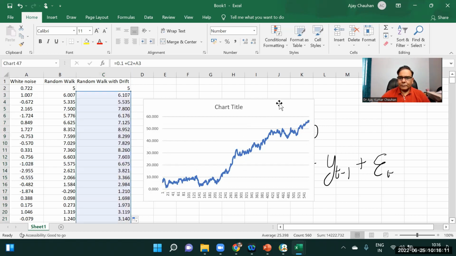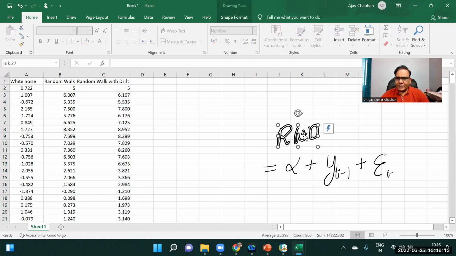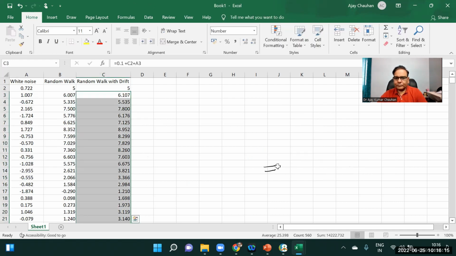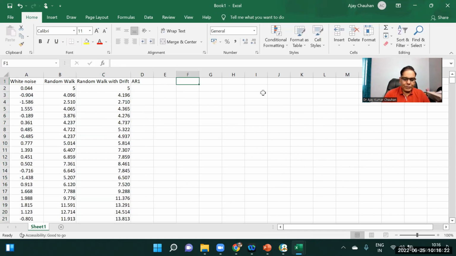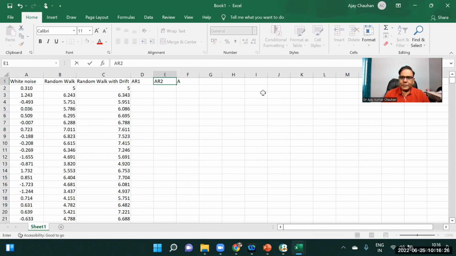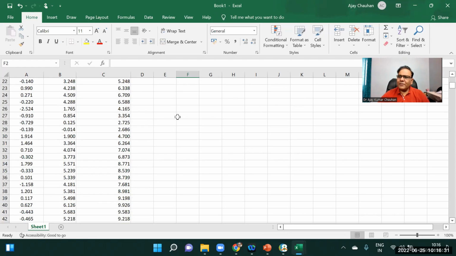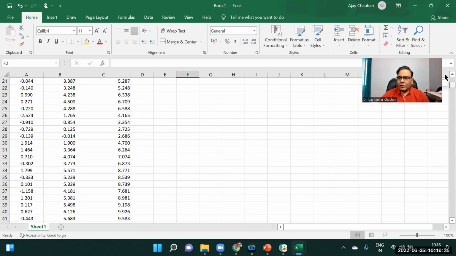Now the next series I am going to show you: AR1 series, AR2 series, AR3 series. Similarly we can go for AR4, AR5 and so on. But what is the meaning of this AR?